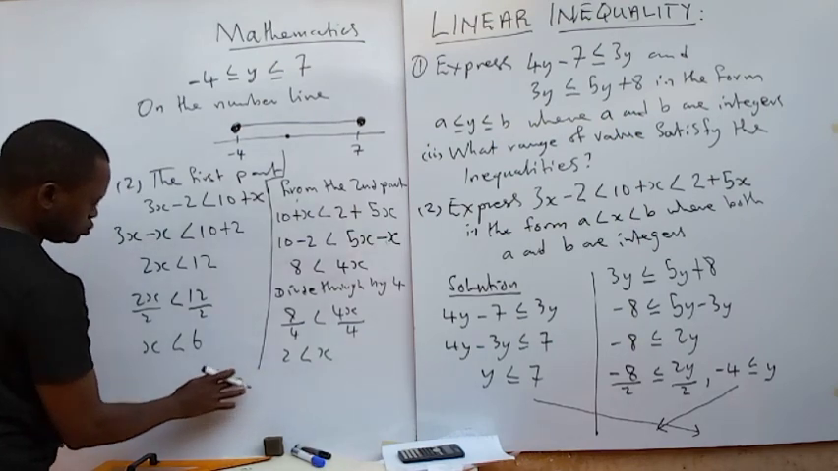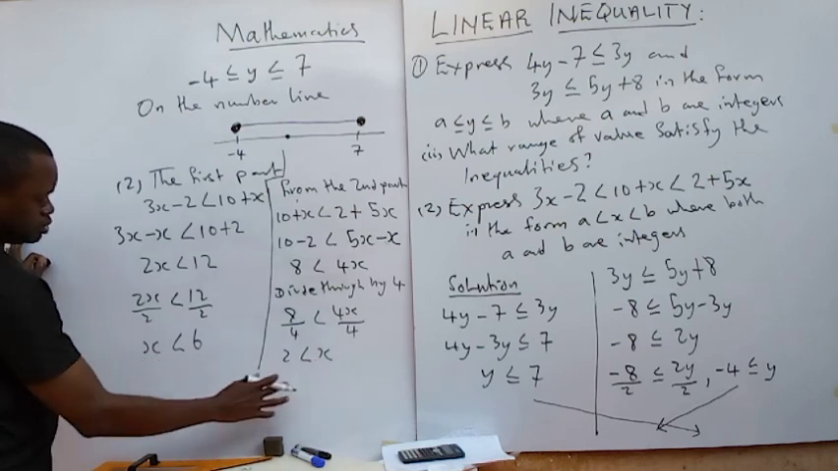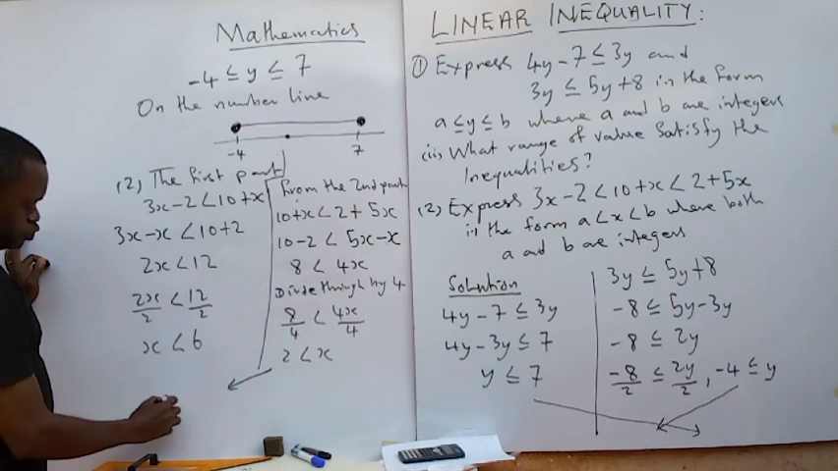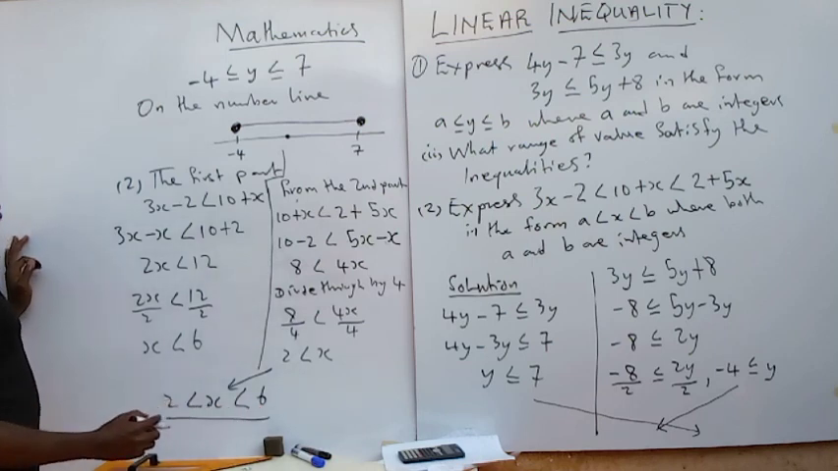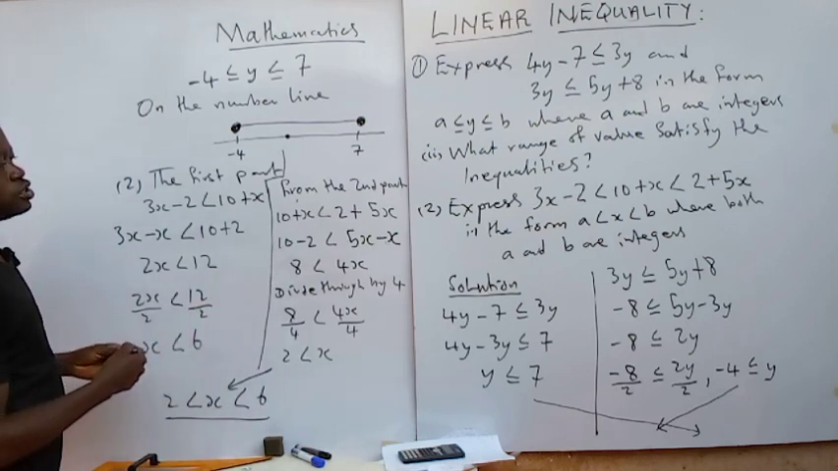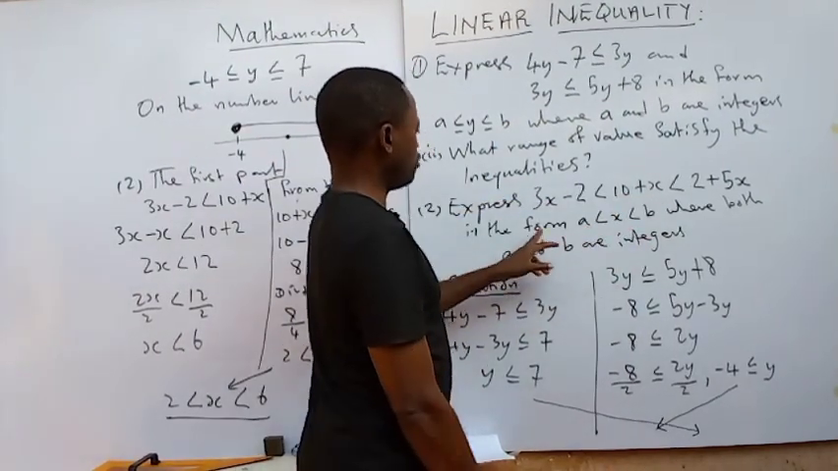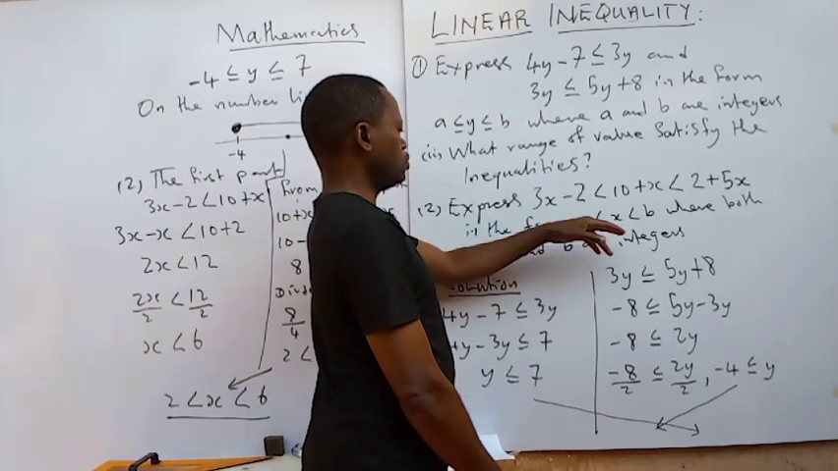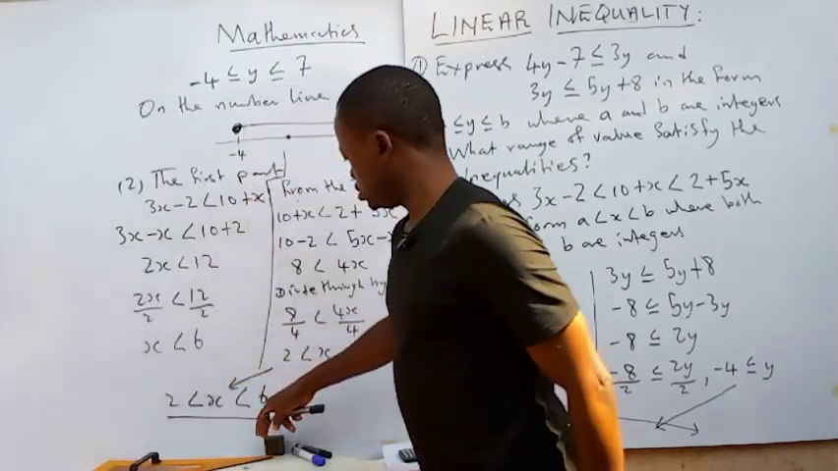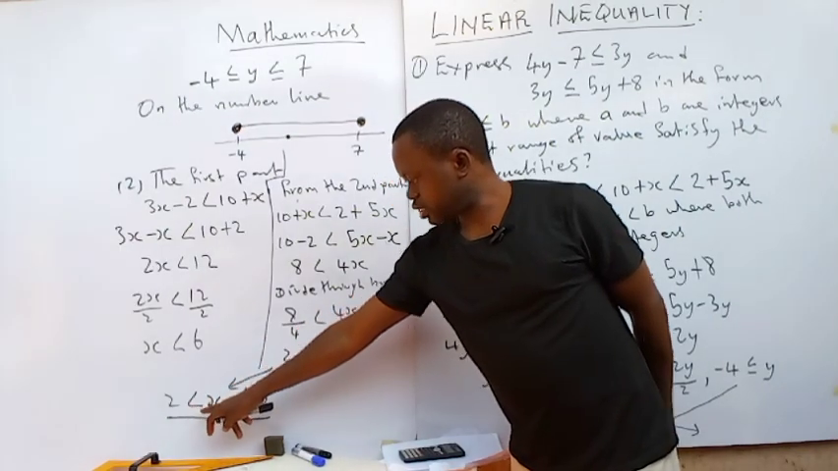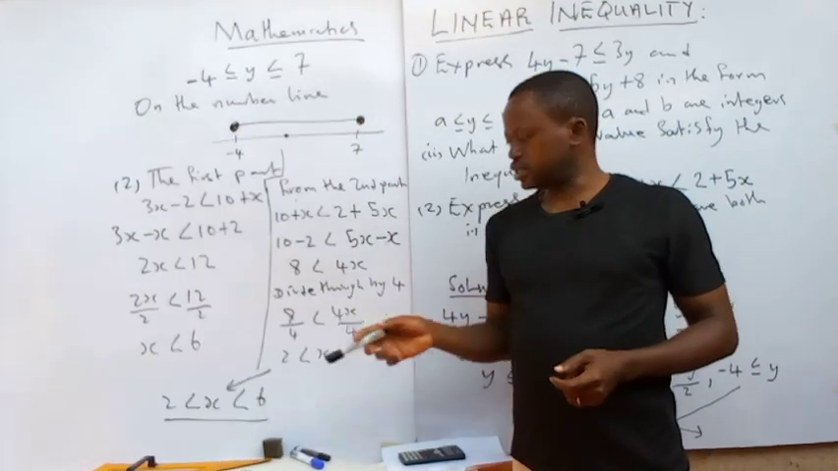So how am I going to bring these two things together? I'll check what is bigger and what is less. Of course this is less, so I'll bring this over here and I'll have 2 less than x, then over here less than 6. So this is the representation according to the question that says represent this in the form a less than x less than b, where a and b are integers. So you can see that here we have 2 less than x and then less than what? 6. And then 2 and 6 are the integers there.